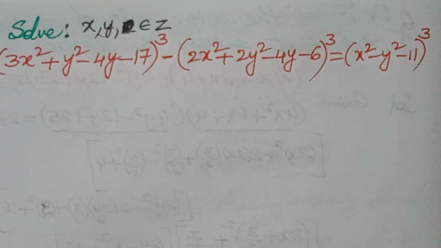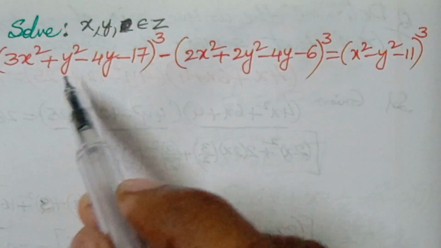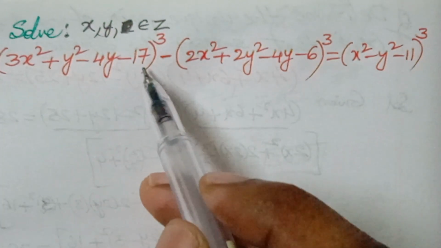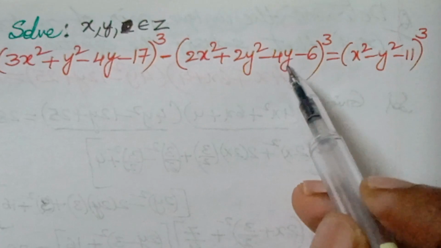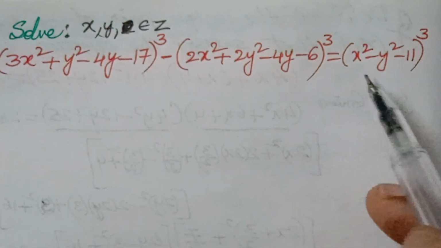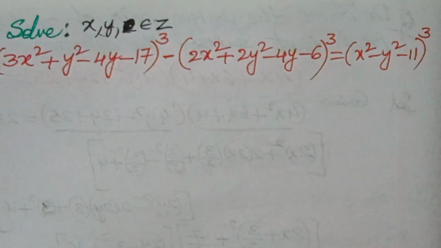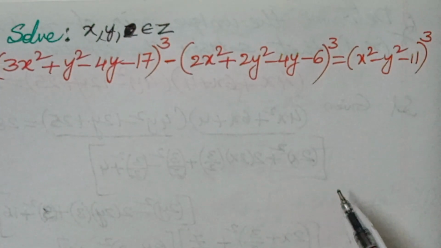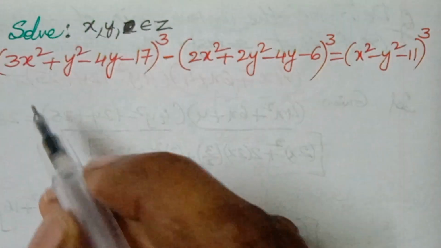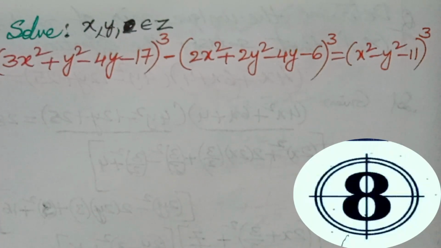Today we are looking at one Olympiad problem. Solve for x, y belonging to integers: (3x² + y² − 4y − 17)³ − (2x² + 2y² − 4y − 6)³ = (x² − y² − 11)³. You have to find all possible integer solutions of this cubic equation. Here some logic is there. Before going to the problem, pause the video and try to do it for 10 seconds.